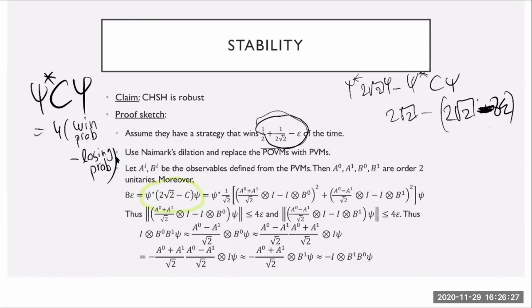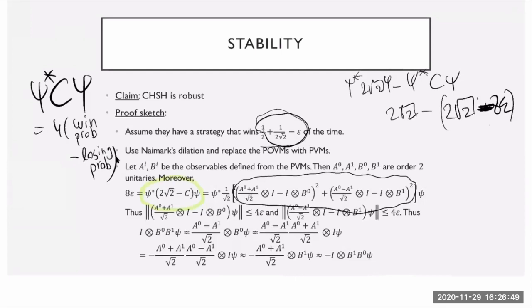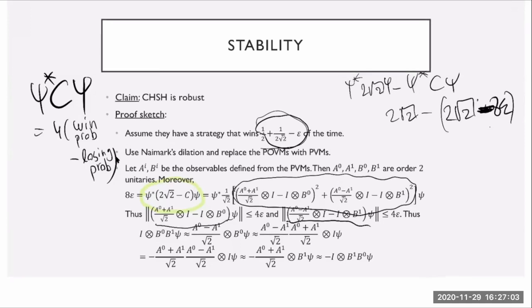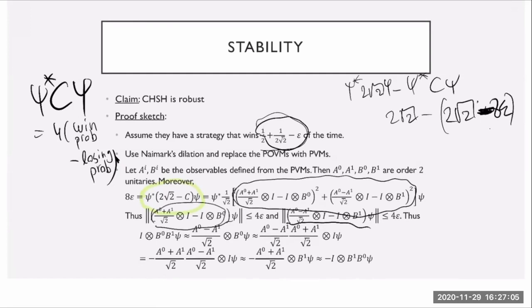And we used this decomposition last time. We said that the C that we found last time actually decomposes as the sum of squares of these matrices. And we can deduce from it that psi is almost in the kernel of this matrix and also almost in the kernel of this matrix, in the following sense: if you take the norm of the image of this matrix acting on psi, it's smaller or equal to 4 epsilon.